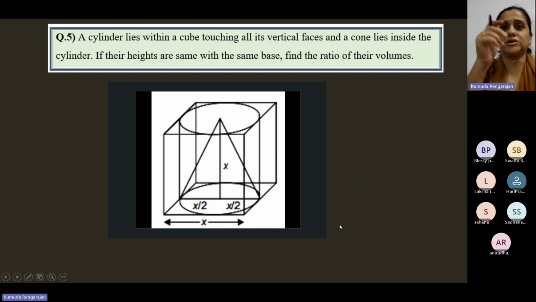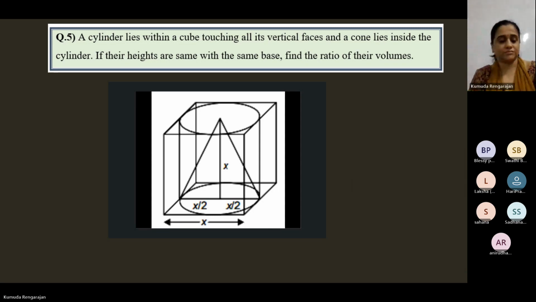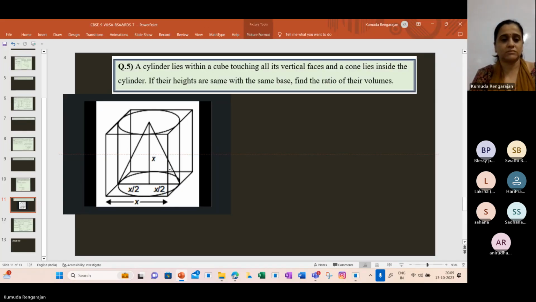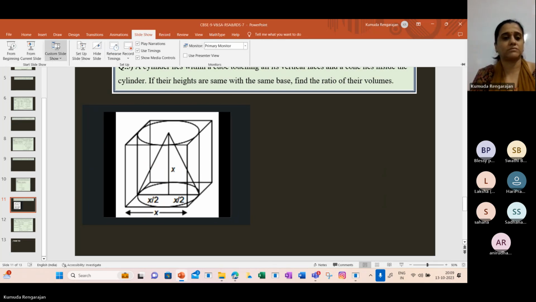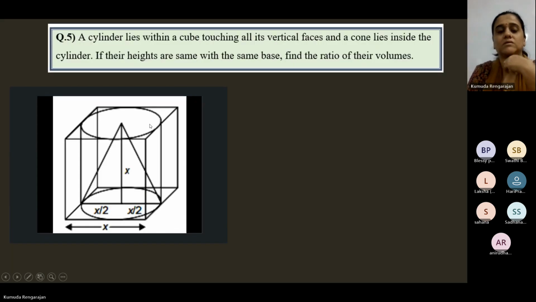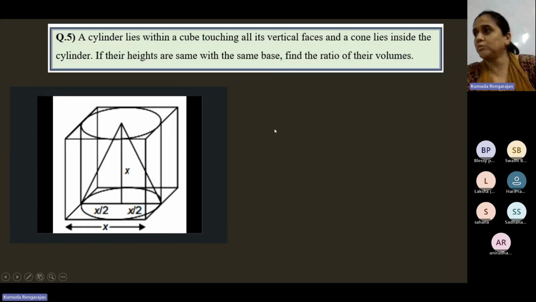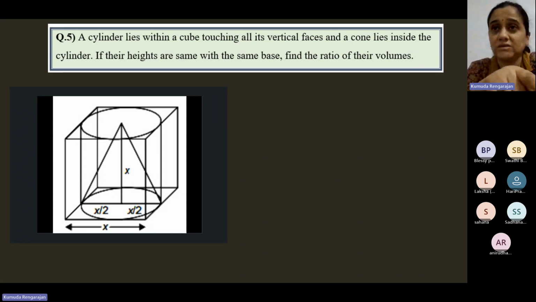Yeah, so this is what it is. You can see it now. All right, so you can see a cube. Inside the cube, there's a cylinder, and inside the cylinder, there's a cone. Now see the circular faces of the cylinder. They're touching all the four sides of the square, the surfaces of the cube.